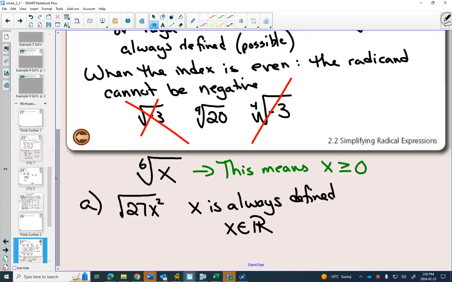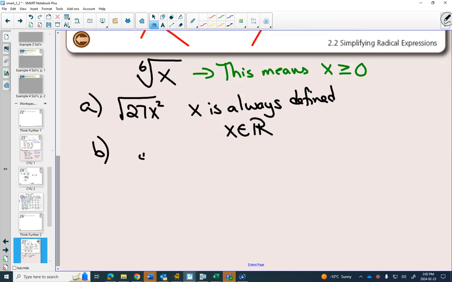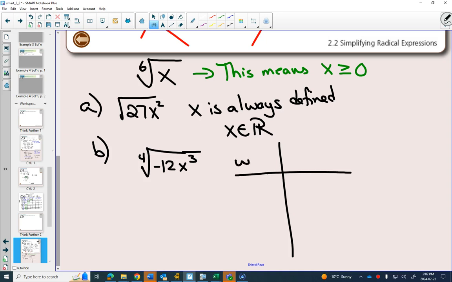When we look at part B, it has the 4th root of -12x cubed. You're not going to do this on a test or anything, but it helps you understand. Let's find some numbers that work. Let's find some numbers that don't work.